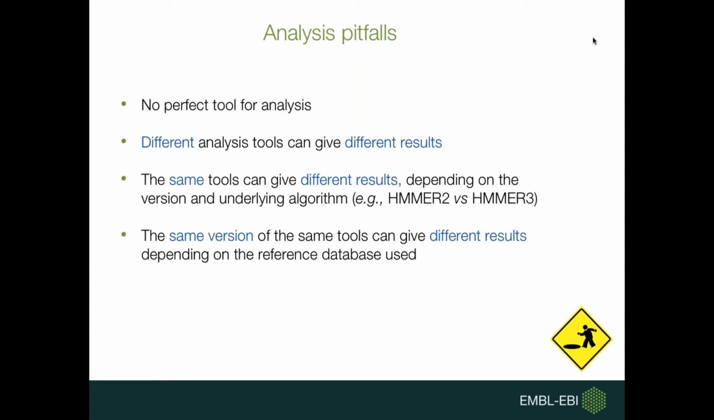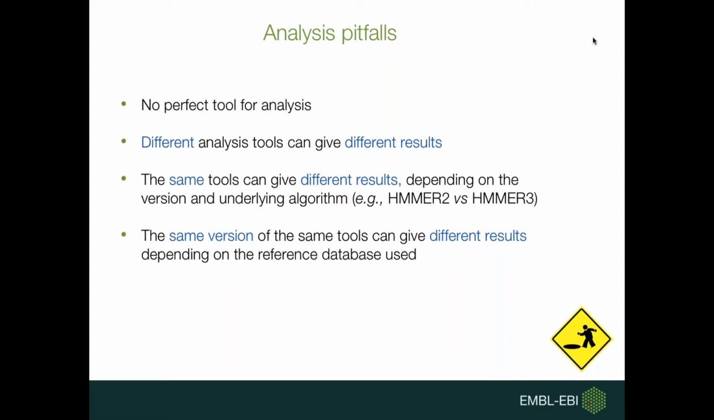The field is really broad, it's too big, there are too many people doing different things. So there are lots of different tools, hundreds of different tools. But you need to be aware that different analysis tools can give you different results. So if you use something like QIIME, mothur, or Kraken to look at taxonomy, you can get different results, different species popping out. Sometimes the same tools can give you different results depending on the version and the underlying algorithm.